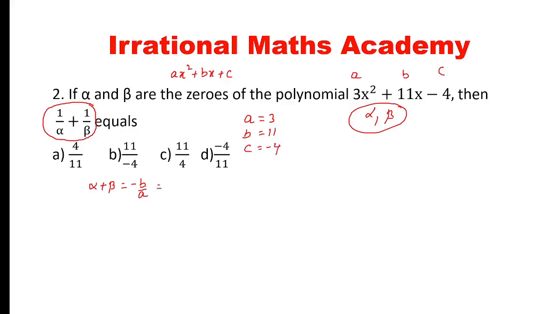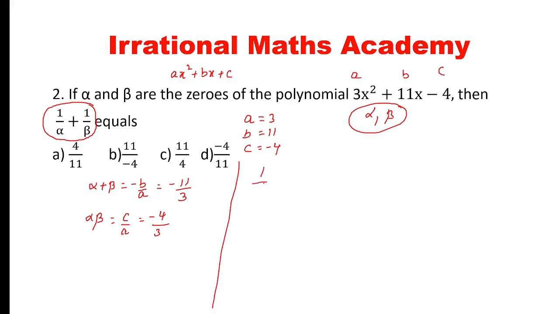So now substitute in this one, minus B value is what? Minus 11 by A value, which is 3. And product of the zeros, what you get here? C by A. What is the C value? Minus 4 by A value, which is 3. Now we'll simplify what they asked.